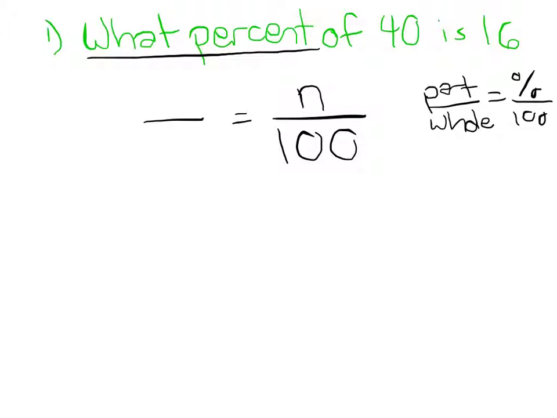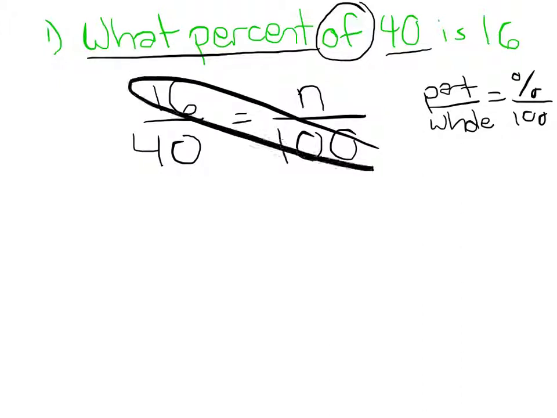Now in this situation, you want to figure out where 40 and 16 are going to go. Now, in the wording of this problem, anything that usually follows the word of in these percent problems is the whole number. So 40 is the whole and 16 is the part. We're asking ourselves what percent is 16 out of 40.